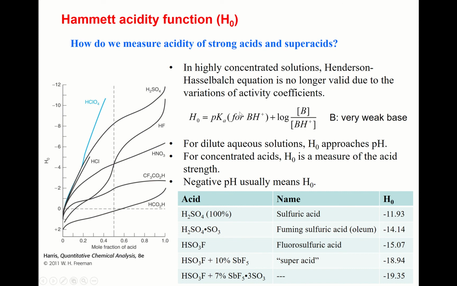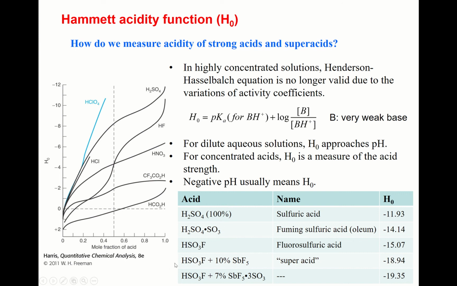Okay, you understand, right? So B is a very weak base, and its conjugate acid in this case is a very strong acid. Here it is given by this equation, and by measuring the concentration of B and BH+ by other means, we can calculate the H0, which is the acidity for a strong acid.